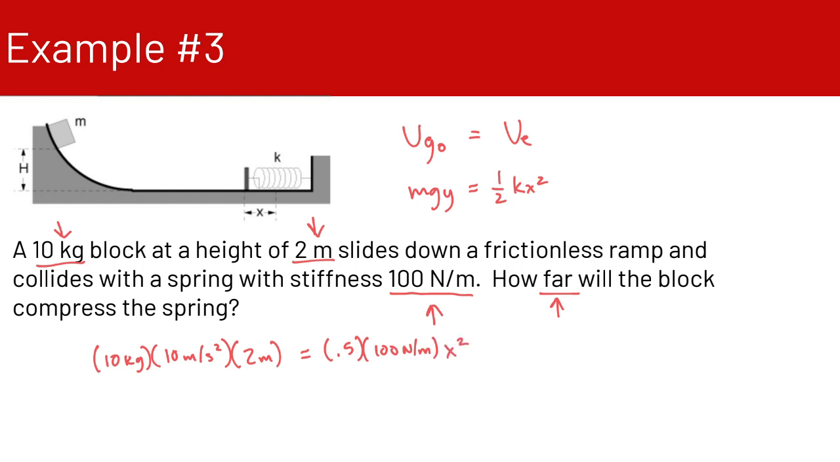Okay, so simplifying over here, we have 200 kilograms meters squared per second squared, and that's equal to 50 newtons per meter times x squared.